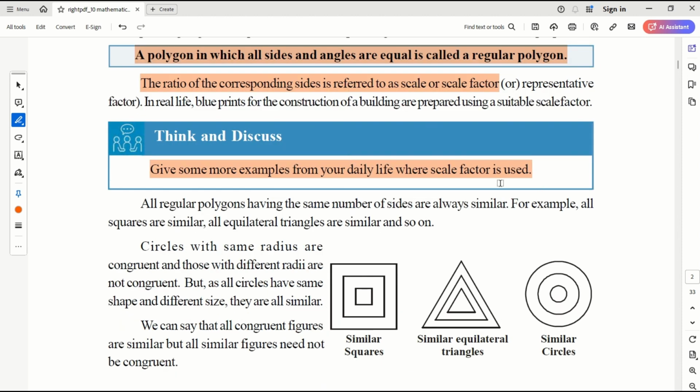So we use scale factor in many places. The best example is if you see any old map, an Indian map or state road map, railway network map, on the right bottom they write the scale. They will write 1 centimeter equals 1 kilometer, or 1 centimeter equals 10 kilometers. They will write like that.